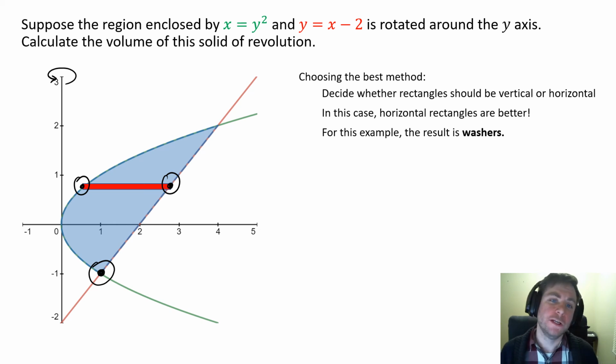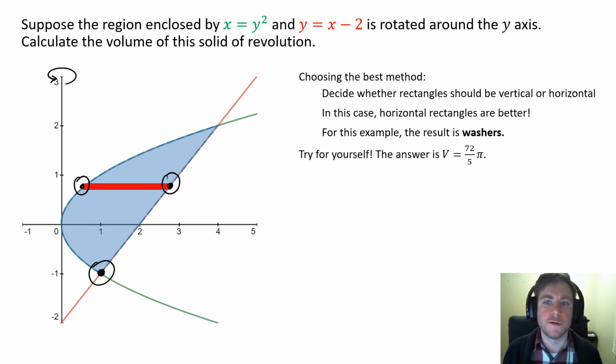Now that we've hopefully agreed on the washer method for this example, I want you to give a try to this one for yourself. If you do things correctly, you should come up with a final volume of 72/5 pi. I won't show all the details here, but if you have any trouble getting that answer, make sure to check in with me for help. But that's it for volumes of revolution, so I'll see you all next time.